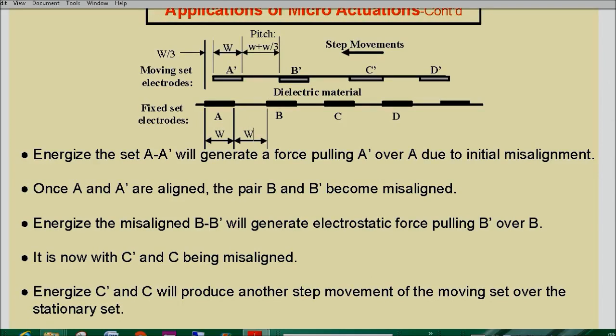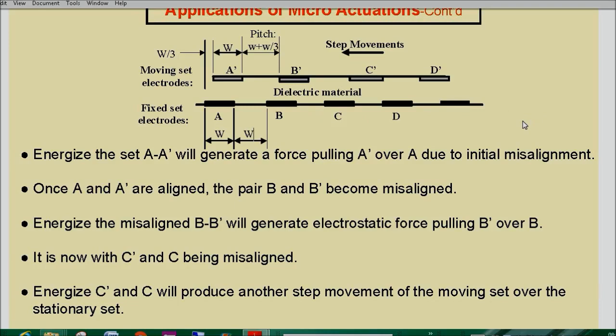So you have two sets of these base plates which are misaligned. We call this misaligned electrodes, and the misalignment value here is W by 3. That is 1/3 of the width, the length of the electrode plate that you are taking. You make it relative, and you make this W by 3. And you may set this bottom plate as stationary. So this is the fixed plate or a fixed set of electrodes. The top plate is the sliding plate, the plate that is going to move in the direction of the horizontal plane.